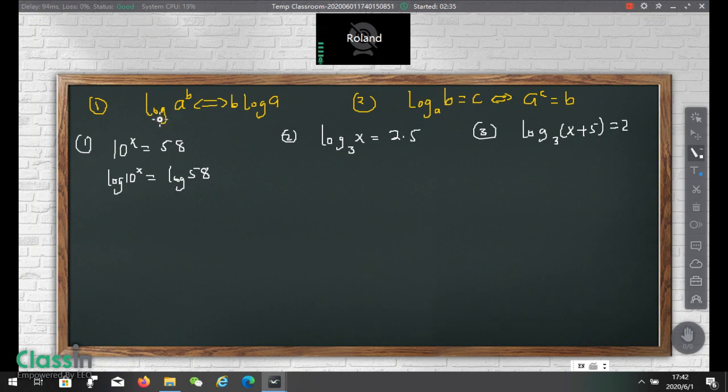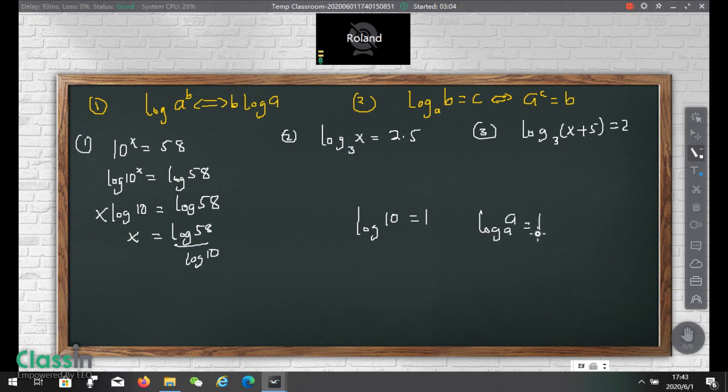If you consider log of a to the power b, it is simply b log a. So this is simply x log 10, and this is equal to log of 58. We can divide both sides by log 10. So x becomes log of 58 divided by log of 10. In fact, log of 10 is actually 1 because log of any number to the same base is 1. And since the base was not written, it means it's log to the base 10. That means log of 10 is also 1. All right, so in this case, we can find the value of x.